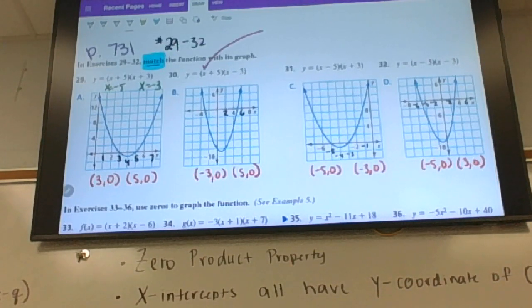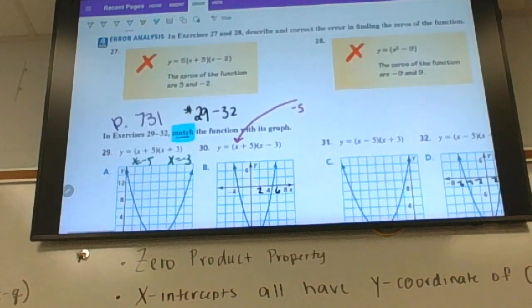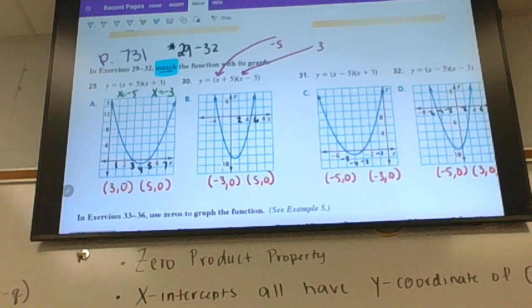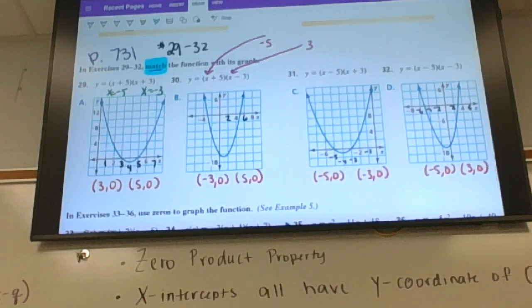in this one, what would I have to put in to make a 0? A -5. And in this one, it would be a +3. So for 30, which one has a -5 and a +3? Letter D. So 30 matches to D.